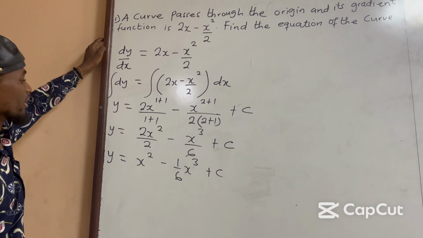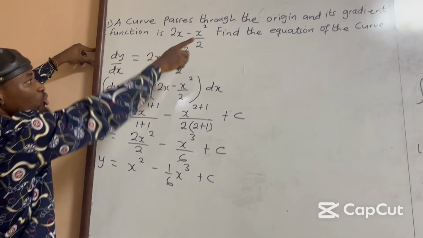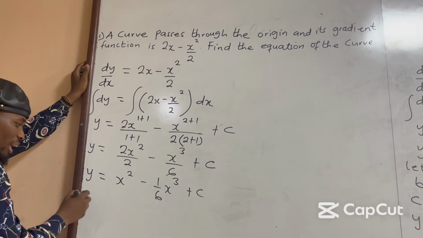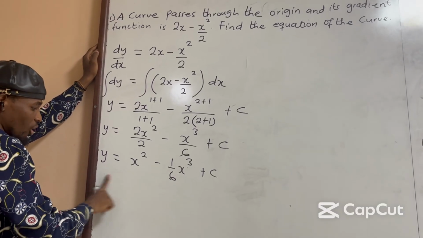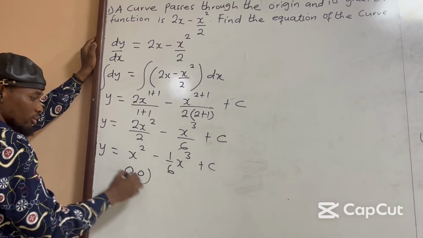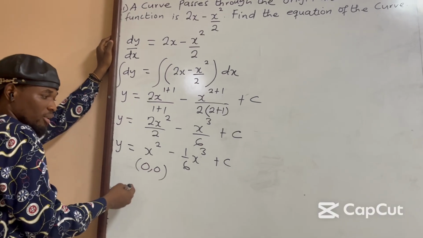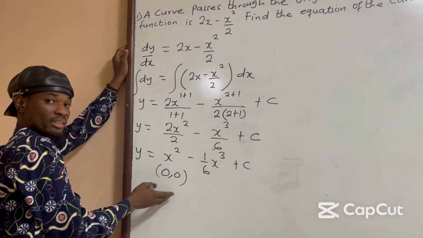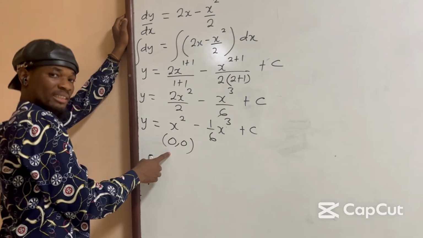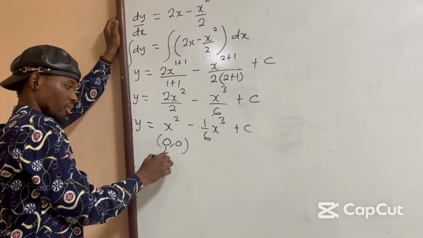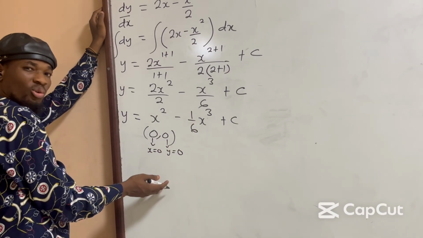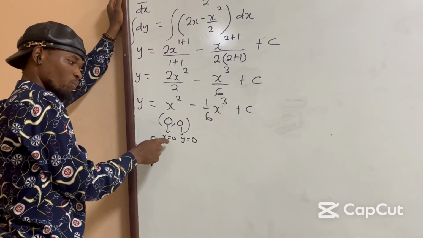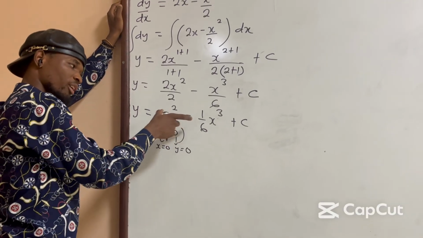So we have a curve that passes through the origin. The origin has the coordinates 0, 0. What does it imply? It means my x is equal to 0 and my y is also equal to 0. So you put their respective values into the equation.